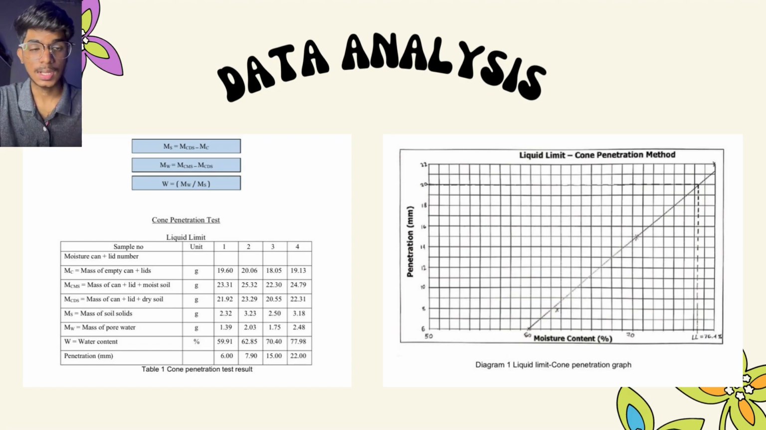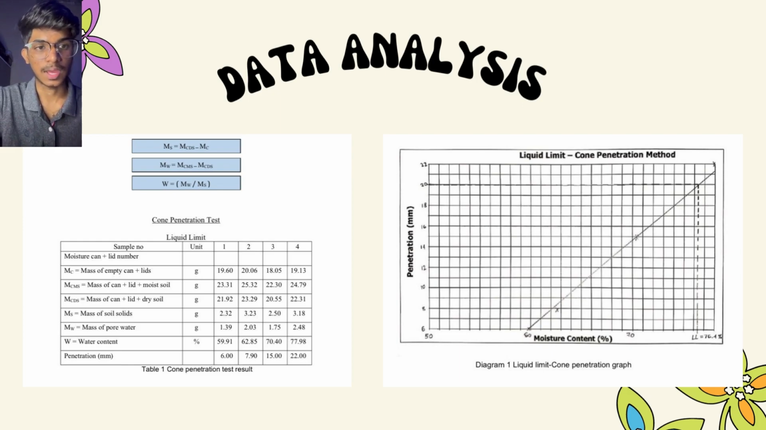As you can see, I have inserted a table. The table states the calculation of liquid limits. The first formula that we have used is Ms equals MCDS subtracted with MC, and the second one is Mw equivalent to MCMS subtracted with MCDS, and the third one is W equals Mw over Ms.